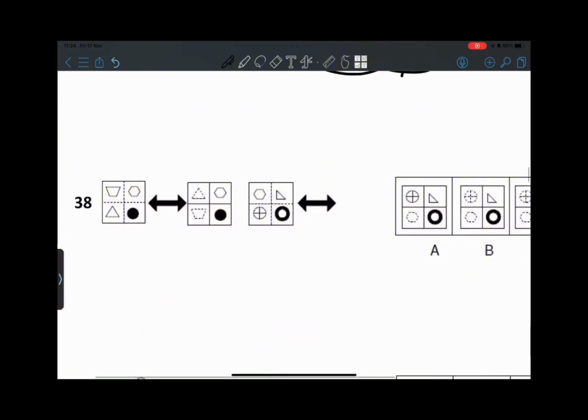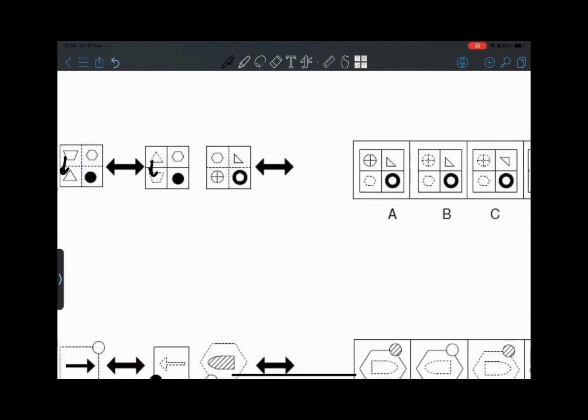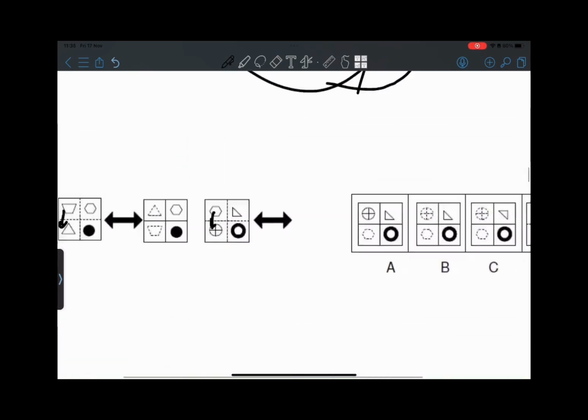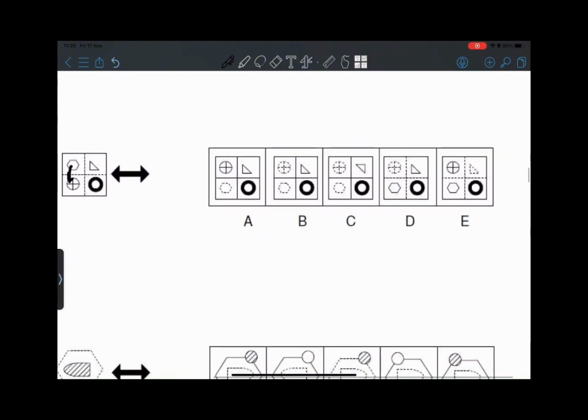Okay. So this moves to the bottom. Top left moves to the bottom. Oops, I've done that to the wrong one. Hexagon moves to the bottom. So let's look for one. Okay, all of them have hexagon at the bottom. It also becomes dashed, so let's look for one where the hexagon is dashed. Okay, so it can't be D and E because these aren't dashed.